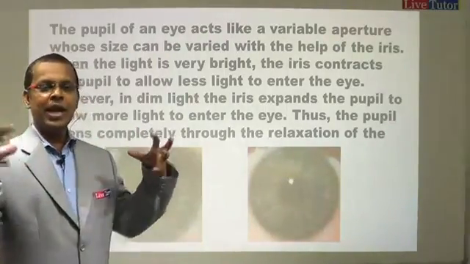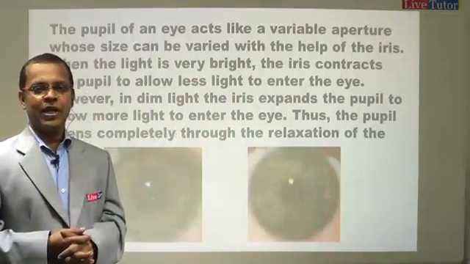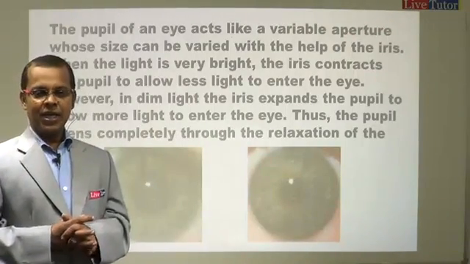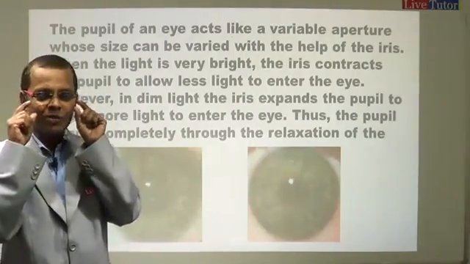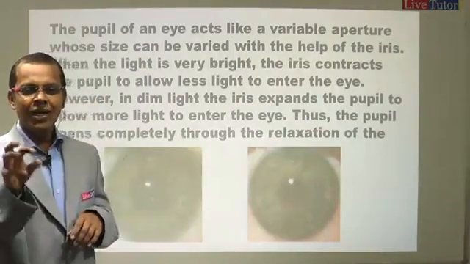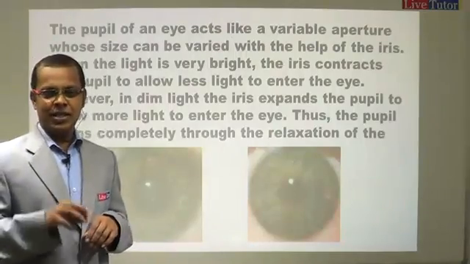Suppose a very bright light is entering your eye, what will happen? Generally, we just shrink our eyes using the eyelid or something like that, and see how difficult it is to see things in the bright light.